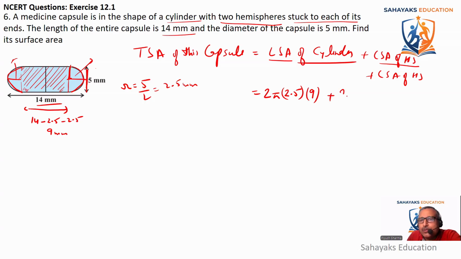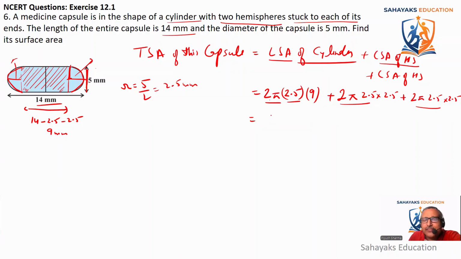So it is 2 pi r square. What is r? 2.5. So it is 2 pi into 2.5 into 2.5, plus 2 times 2 pi into 2.5 into 2.5. It's the same on both sides. Okay, if you see this, 2 pi 2.5 is common. So it is 2 pi or 2.5 into 2, I can say 5 pi is common.